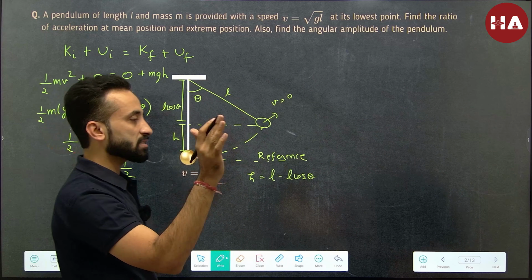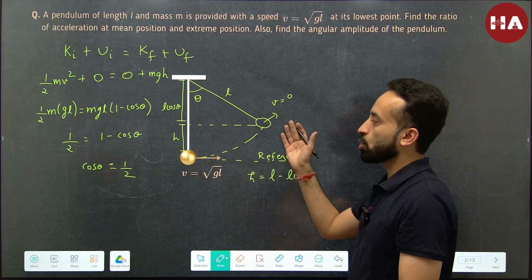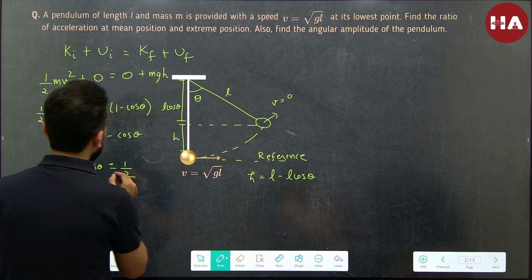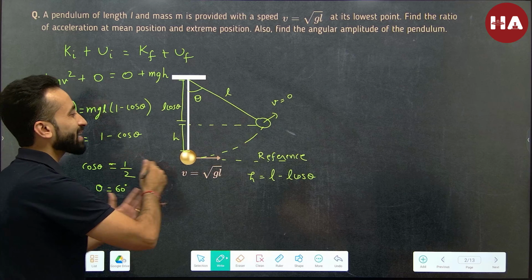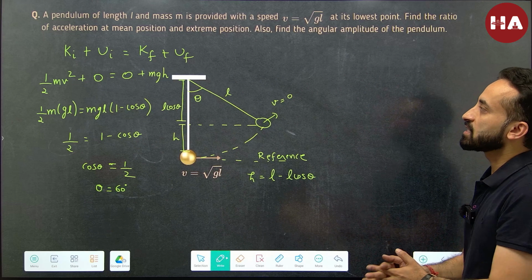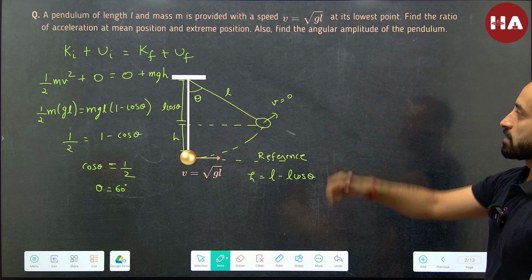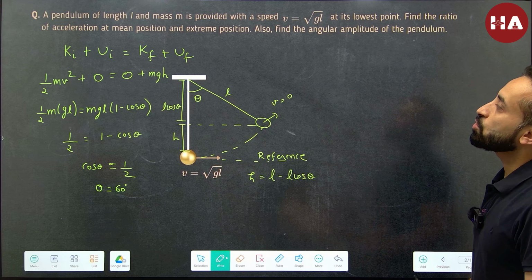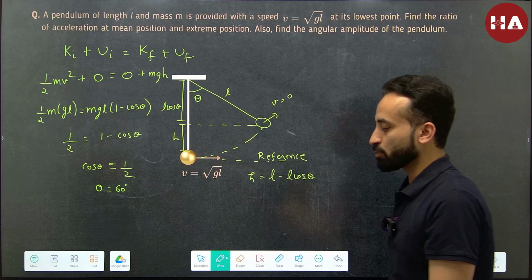So this class is in continuation with circular motion, that is why we are able to understand all this, and we can therefore predict that theta is equal to 60 degrees. So the maximum angle it will go up to is going to be 60 degrees, isn't it? So why are we doing this is the next question. Because they have asked us the ratio of acceleration at mean position and extreme position.